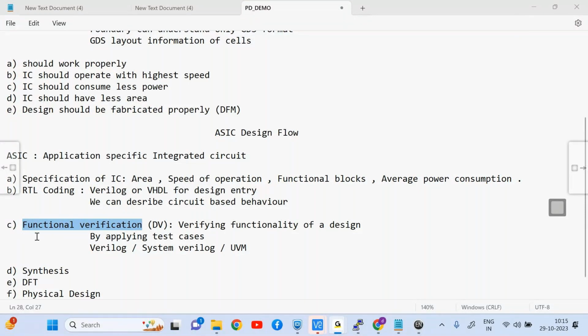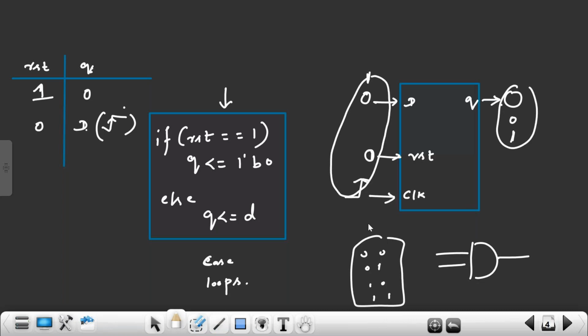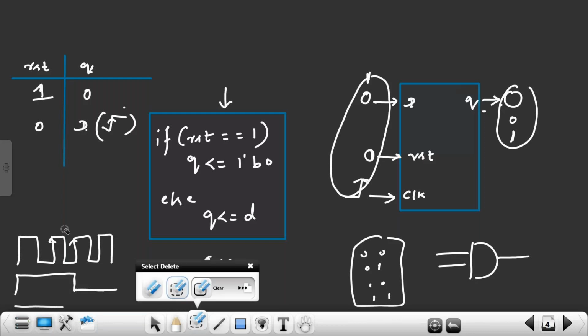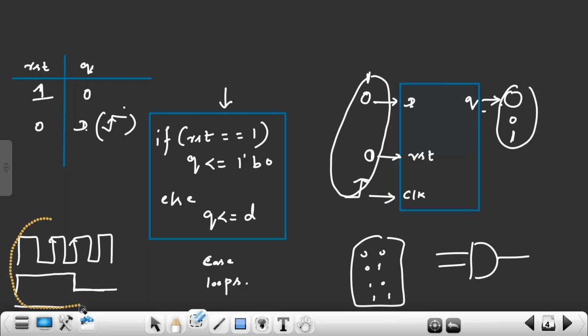Yes, you will do it by using a test bench only. Apply different inputs through the test bench. Test bench means waveforms. So here my reset is 1. What is the output? Output is 0. After that reset is 0, right? What is the output? My Q is going to take D only at positive edges. So generating waveforms like this is called test bench waveforms. You are going to do functional verification by generating test bench waveforms only.